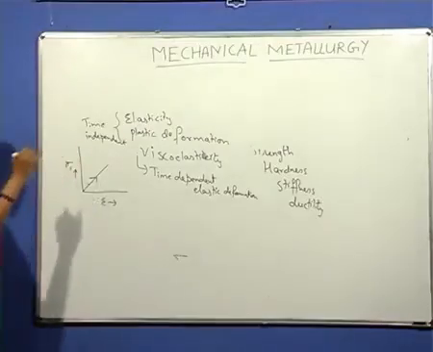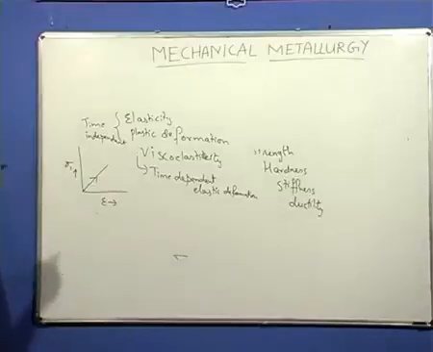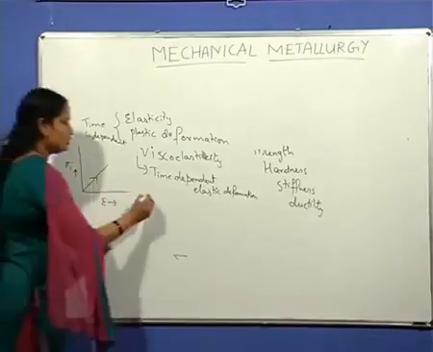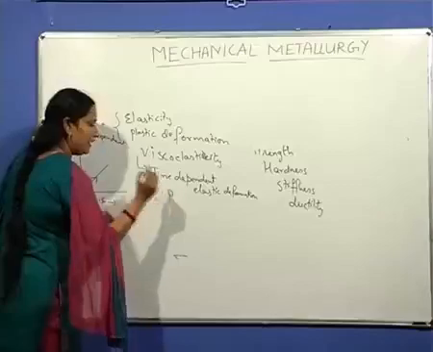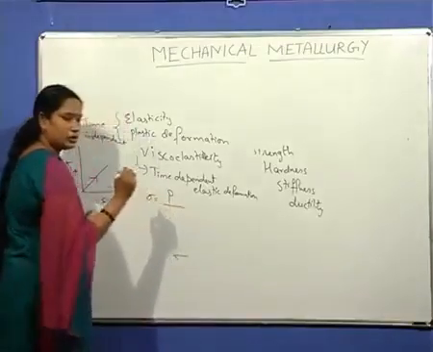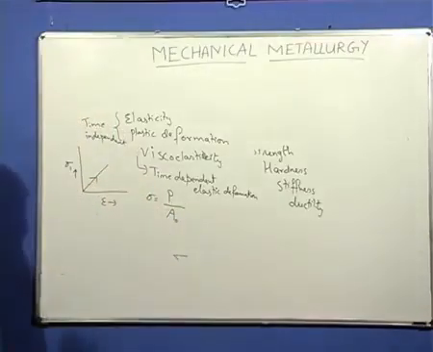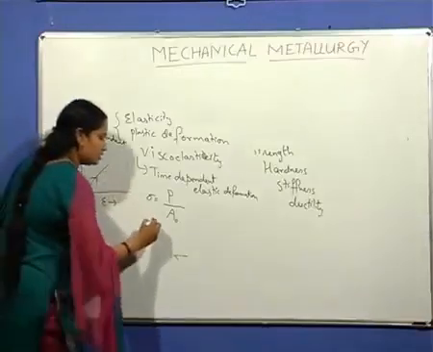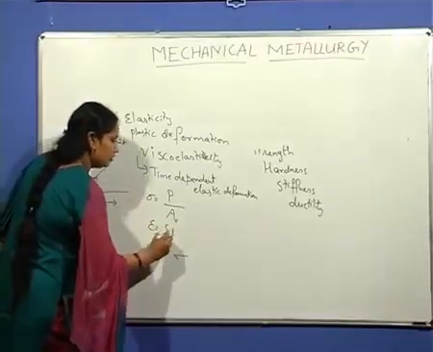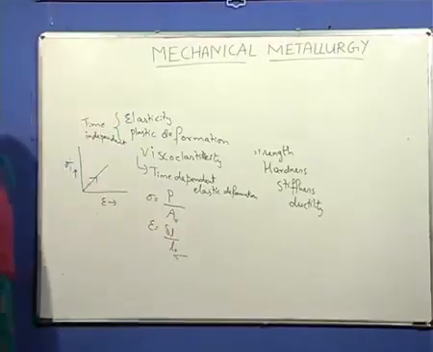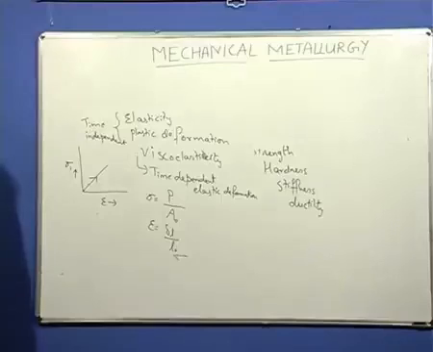Before discussing this elastic behavior, I will just explain what you mean by stress and what is strain. Stress is load applied over the cross-sectional area. Stress is equal to load applied, or force applied, over the initial cross-sectional area, A naught. That corresponds to the stress. Whereas strain corresponds to the change in length to the original length. So upon the application of load in the plastic deformation, the material undergoes some amount of change in length.